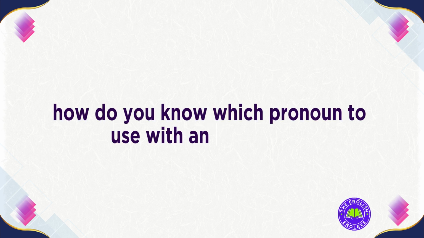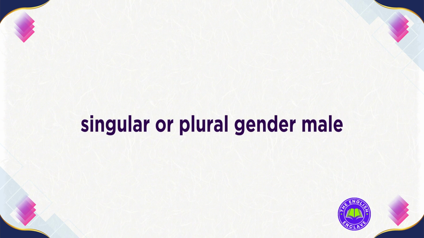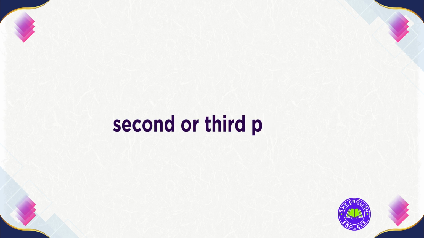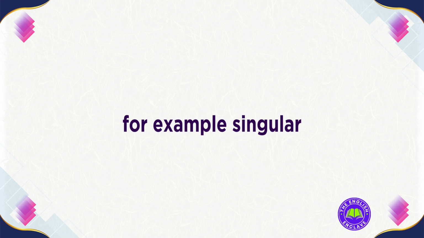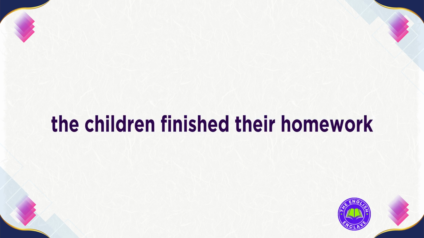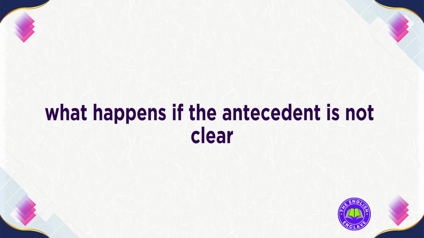Q4. How do you know which pronoun to use with an antecedent? A. The pronoun must agree with its antecedent in number, singular or plural; gender, male, female, or neutral; and person, first, second, or third person. For example, singular: the boy forgot his book. His matches boy. Plural: the children finished their homework. Their matches children.